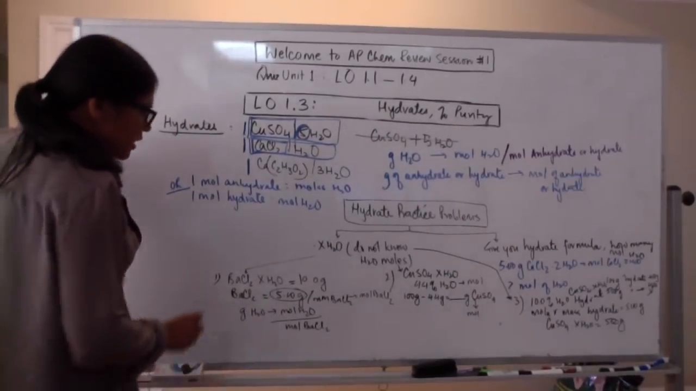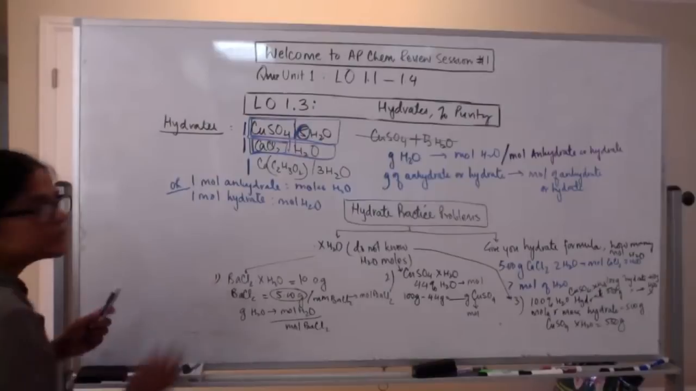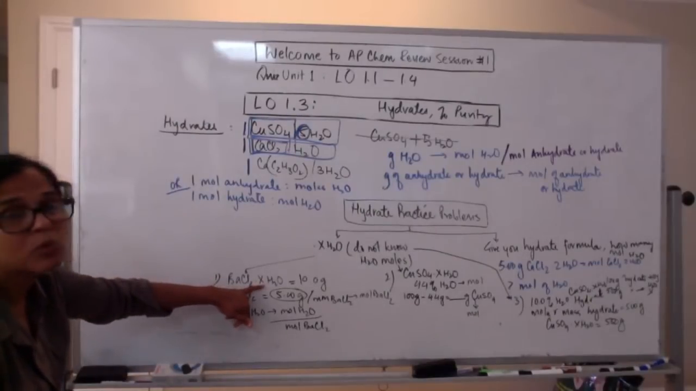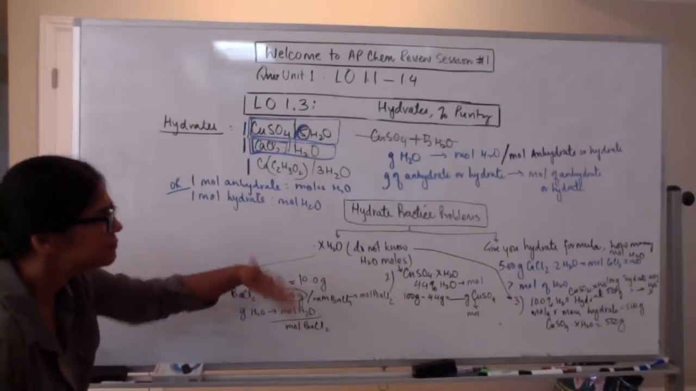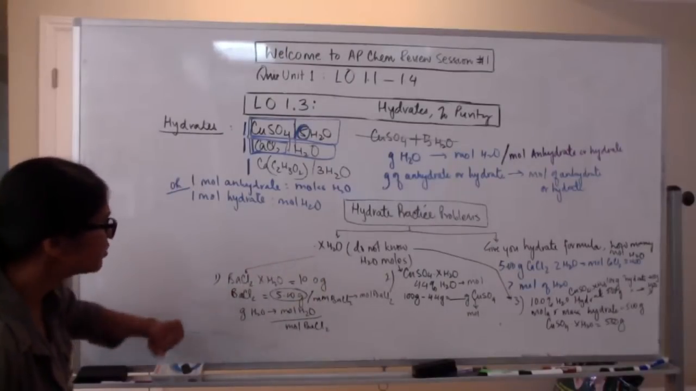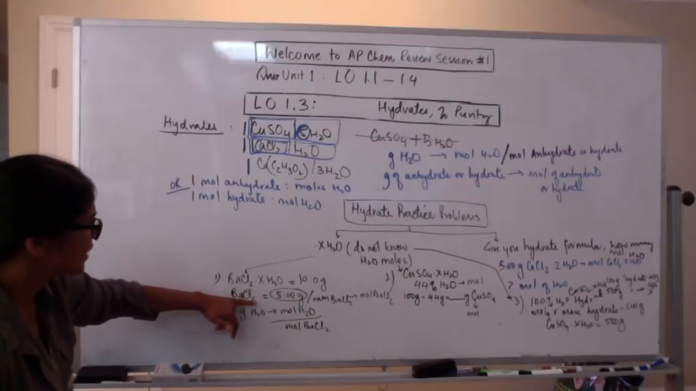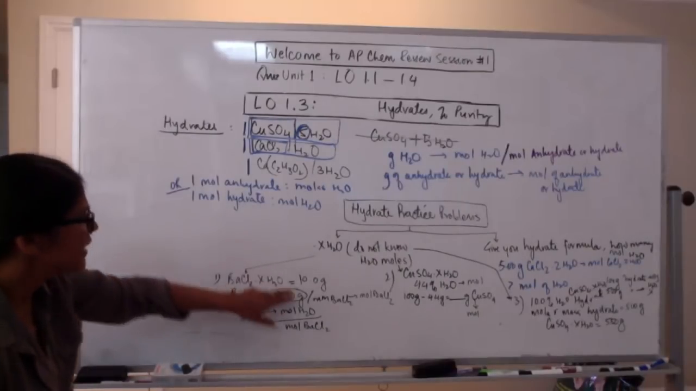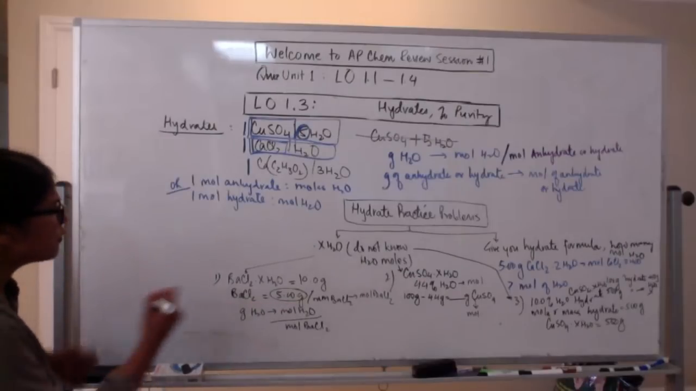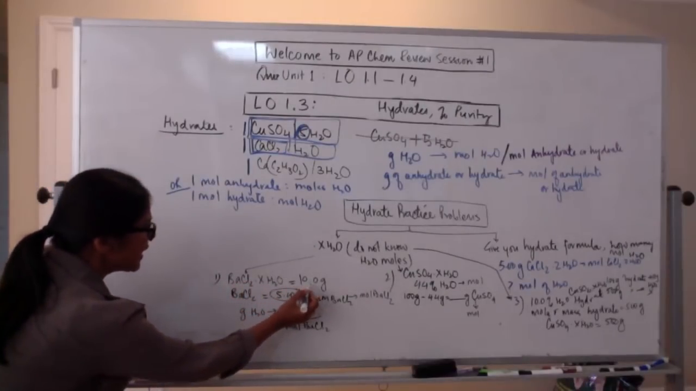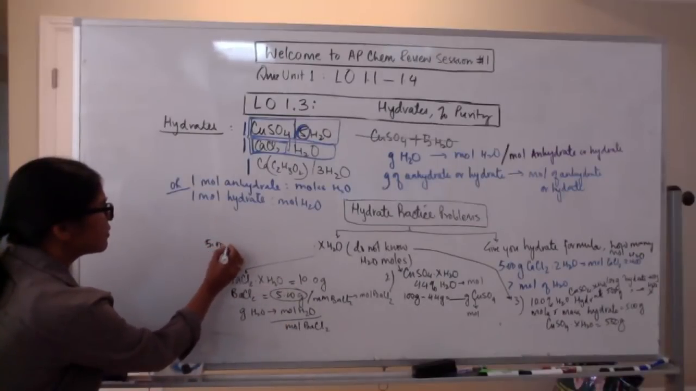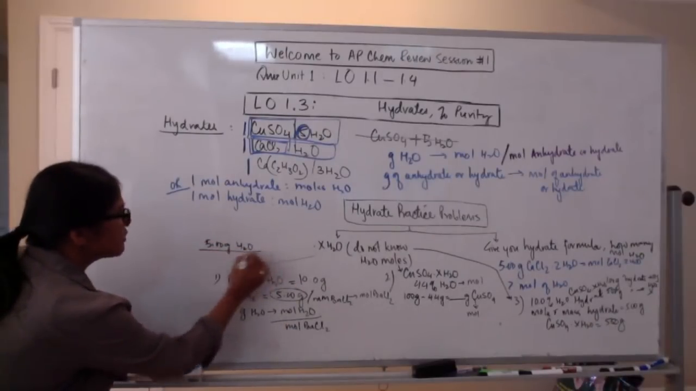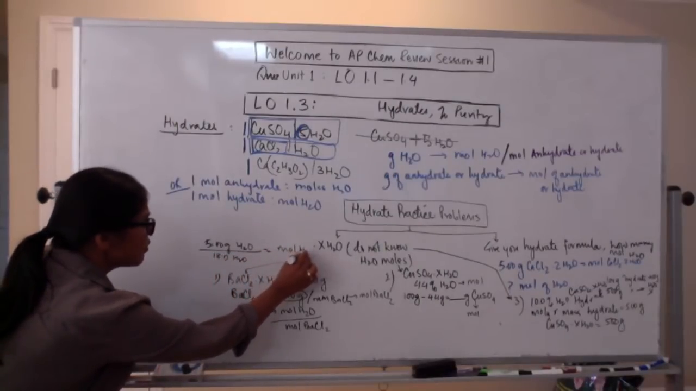Okay, so in this type of problem, they will not tell you how many moles of water are there. They will tell you overall we have 10 grams of this compound. Then they will give you the anhydrate's mass, which is just this part, 5 grams. So if we subtract 5 grams from 10, what do we get? We get 5 grams of water. And you divide it by the molar mass of water and you get moles of water.